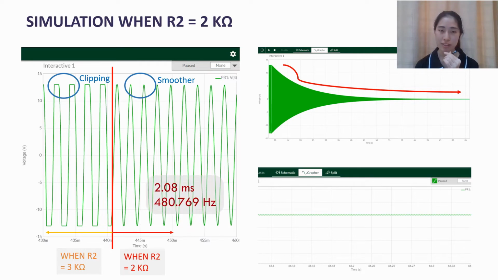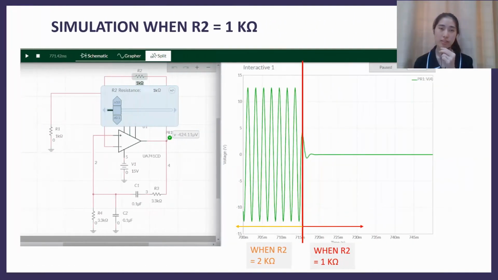In this case, when R2 equals 2 kilo ohms, one complete cycle takes almost 2.08 milliseconds, and the oscillation frequency is 480.769 Hz, which is very close to the manual calculation we did before this. After that, the resistance of R2 is decreased from 2 kilo ohms to 1 kilo ohm.